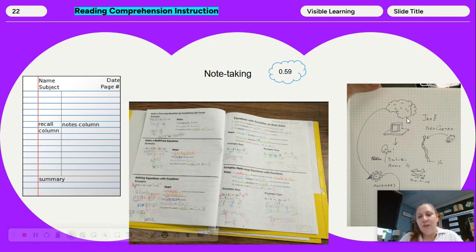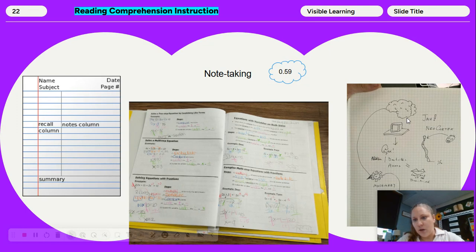One strategy that I've used for years and years is a double entry journal. And I don't have a picture of that here, but a double entry journal is just a two-column note-taking piece of paper. On the left side, you can do it a myriad of ways, but I have them write something from the text. And then on the right side, they write something from their brain. So something that makes them think. So you're working on inferencing skills, which is what we want them to start doing so that they can make connections to the text.